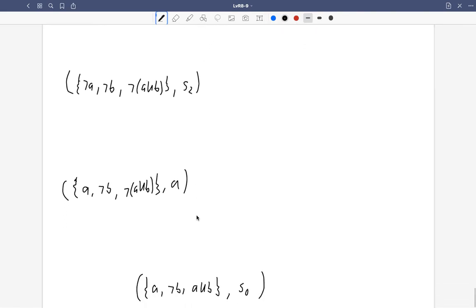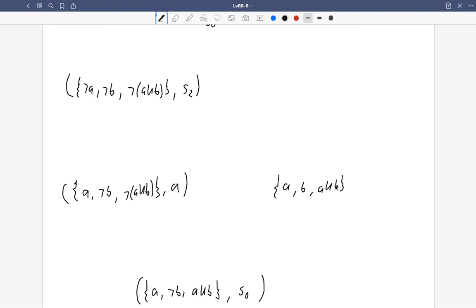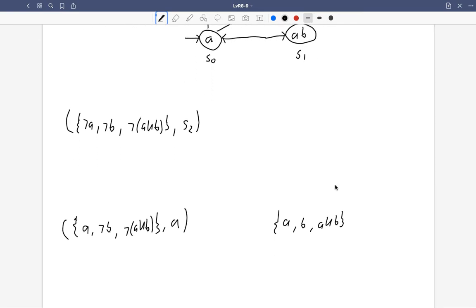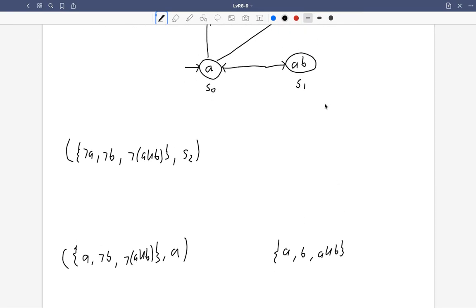And over here before we had the set A, B, A until B. So now we compare this with states that have both A and B in their labelling function, so that's just S1.